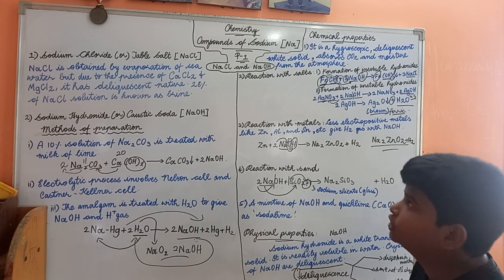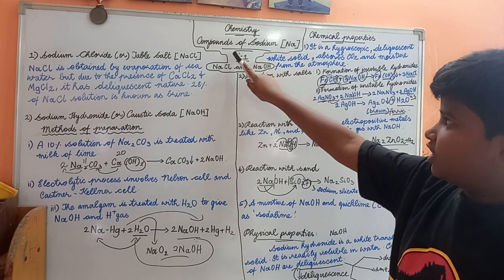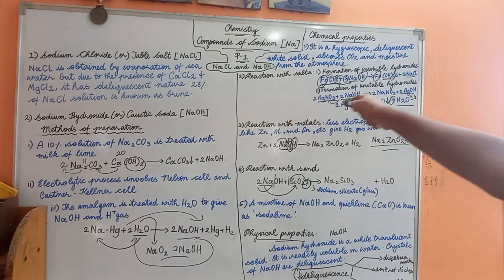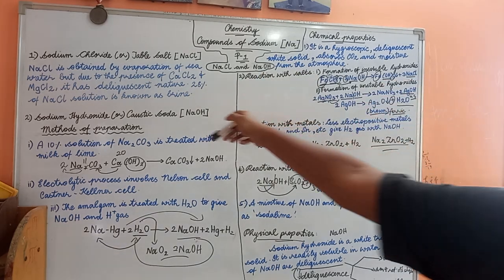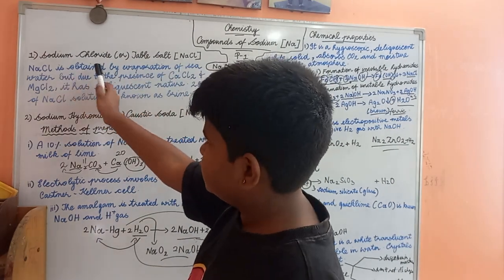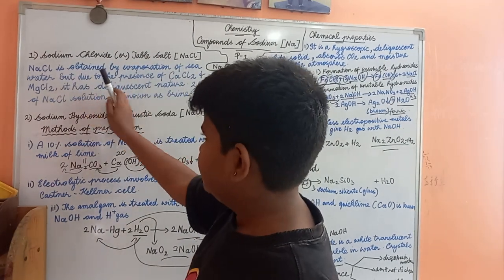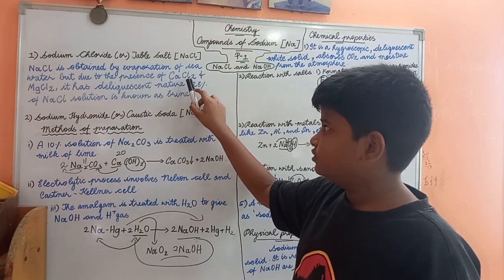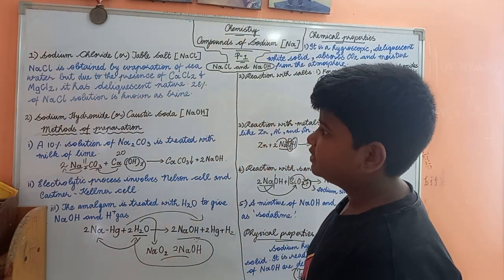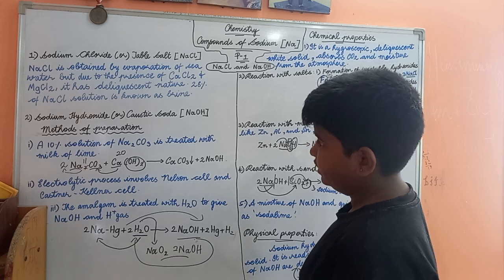So now guys, we'll do a quick recap. Now we're looking at compounds of sodium Na, part 1, sodium chloride and sodium hydroxide. So now we're looking at sodium chloride or table salt, NaCl. NaCl is obtained by evaporation of seawater, but due to the presence of calcium chloride and magnesium chloride, it has deliquescent nature. 20% of NaCl solution is known as brine.